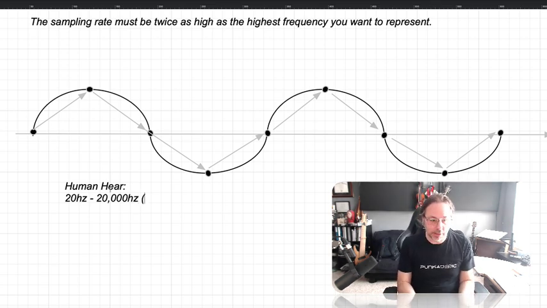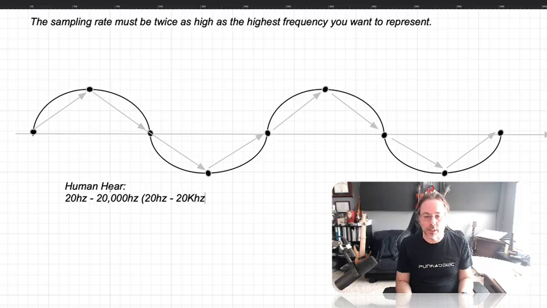Now, we sometimes abbreviate this to 20 hertz to 20 kilohertz. Remember that K here means 1,000. So 20,000 hertz. And hertz is how we measure frequency. Okay? So we can hear 20 hertz to 20,000 hertz.